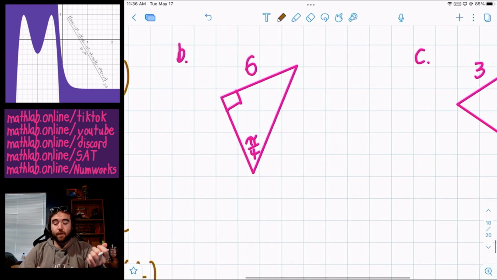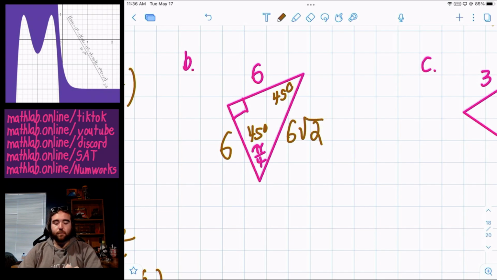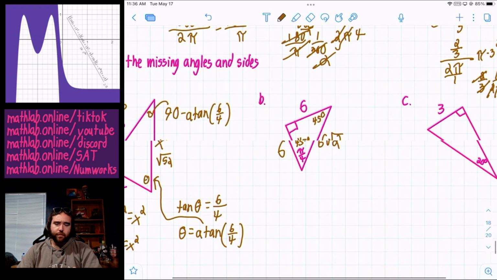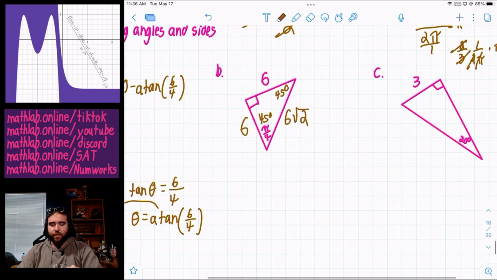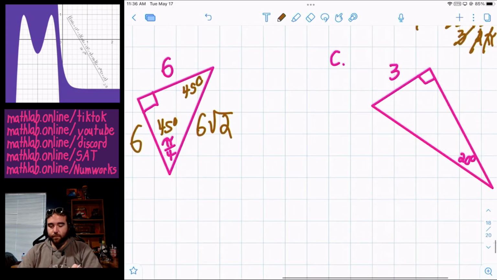All right, this is a 45, 45, 90. Because this pi over 4, that's 45 degrees. So we know that's got to be 45 degrees. And if it's a 45, 45, 90, that's 6. And that's 6 root 2. You can get all the same with trig. You can get all the same with Pythagorean theorem. But if we don't need to, that's nice. So we don't have to.